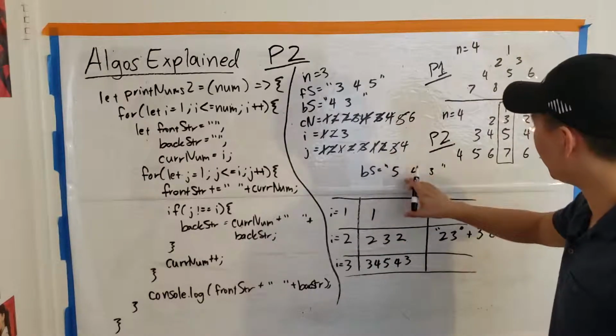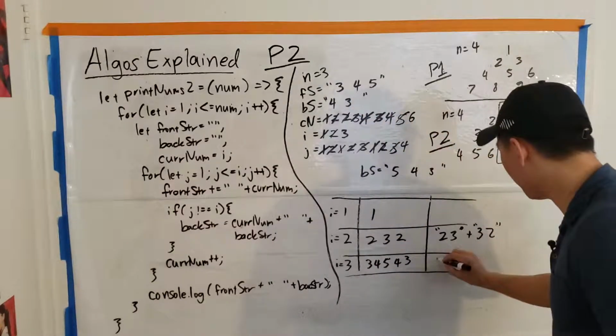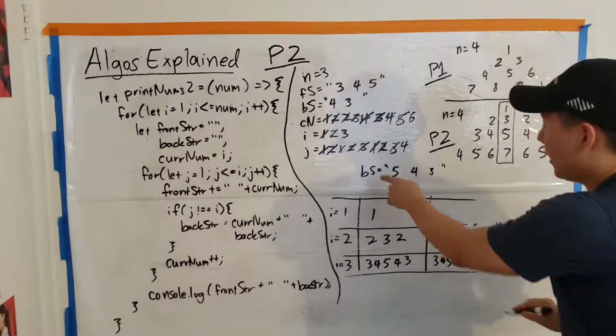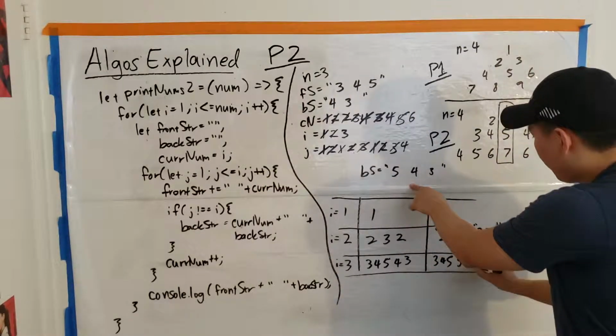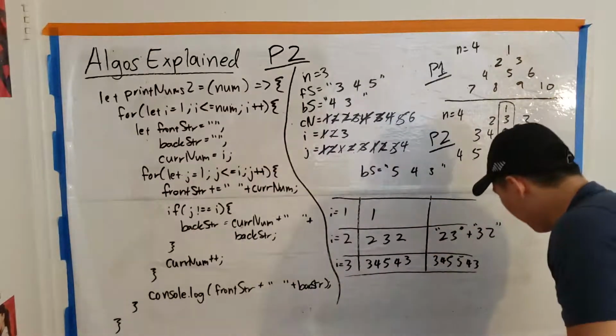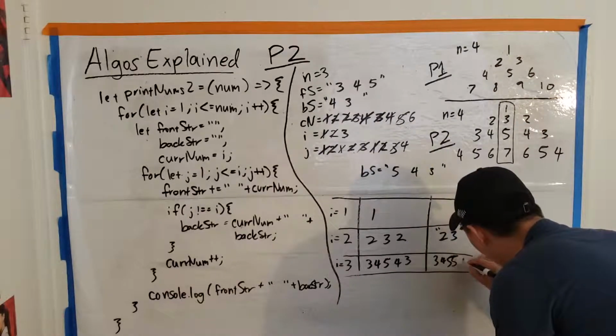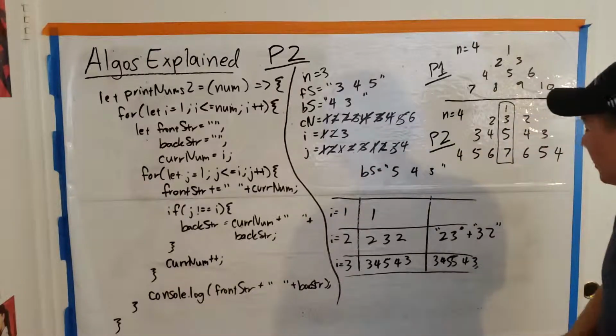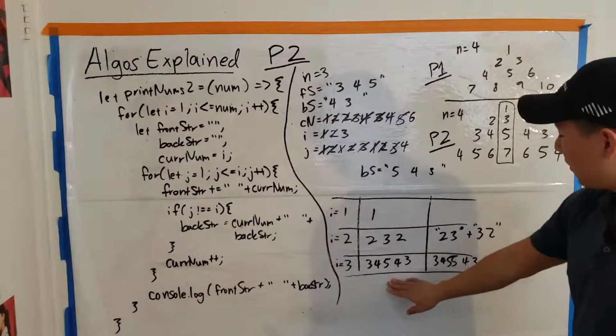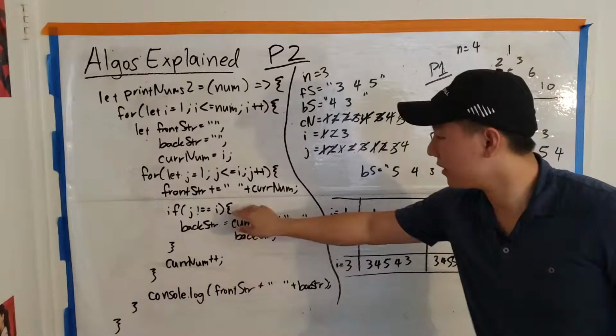If we didn't, what would we have done? 3, 4, 5, and that would have been our backstring 5, 4, 3. Without a space there too, by the way, it would have looked extra ugly. 5, 4, 3. It would have looked like that. But of course, we already solved for it by adding that condition there.